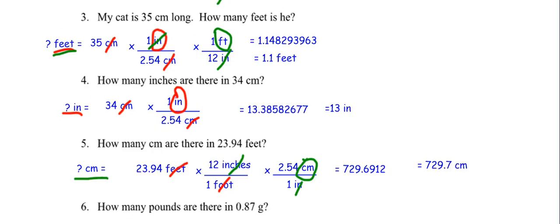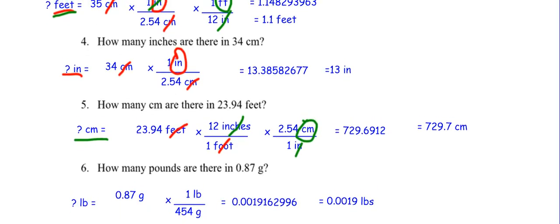Okay, let's try this. So how many pounds are there in 0.87 grams? So I have 0.87 grams. I put 454 on the bottom, 1 pound on the top. So if it's in the denominator, I'm going to divide. So 0.87 divided by 454 gives me this. I have 2 sig figs, so the zeros don't count. The 1 and the 9 do, and I don't round up. So I have 0.0019 pounds.